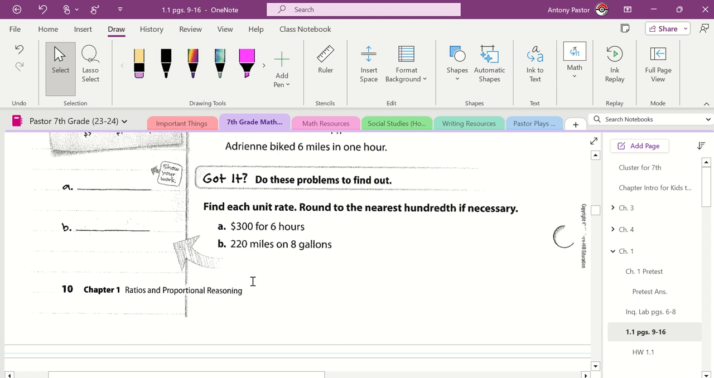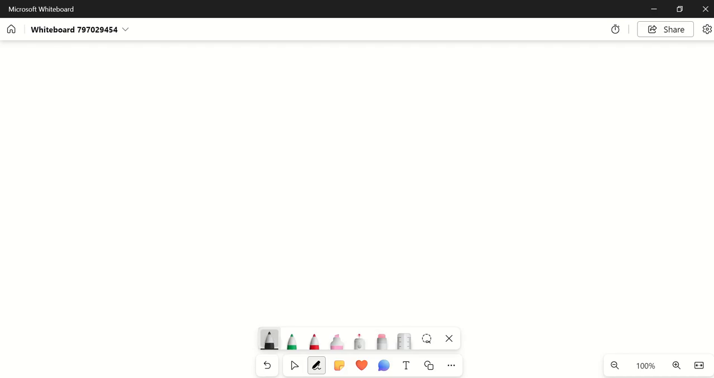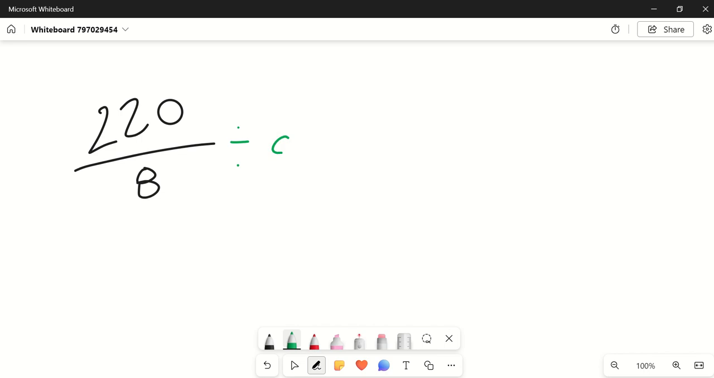And B, 220 miles on 8 gallons. So this person drove 220 miles on 8 gallons of gas. How many miles did they get per gallon? We're going to divide both by 8. This will leave us with a unit rate of 1 gallon. And 220 miles divided by 8.